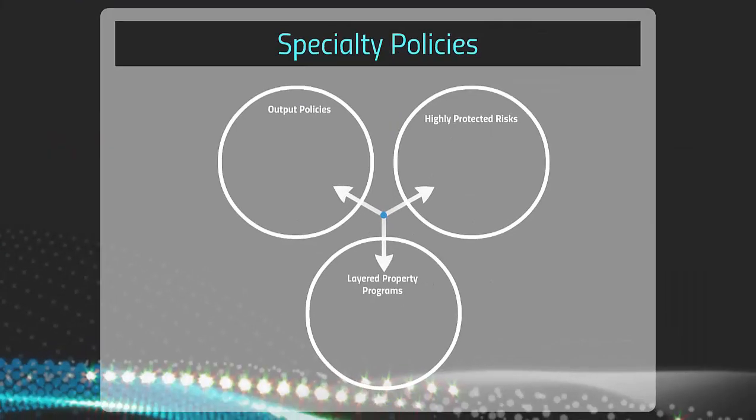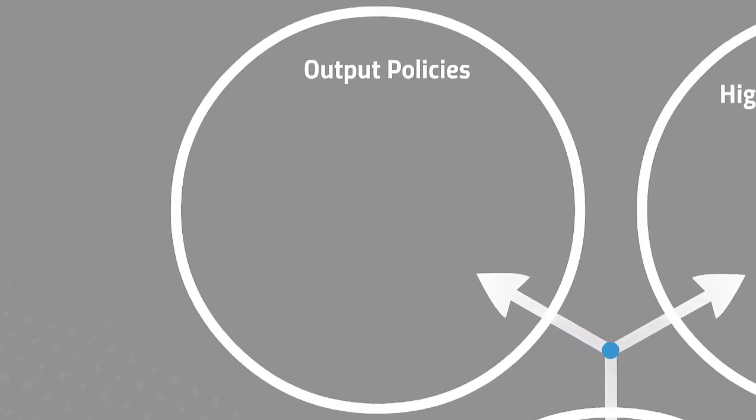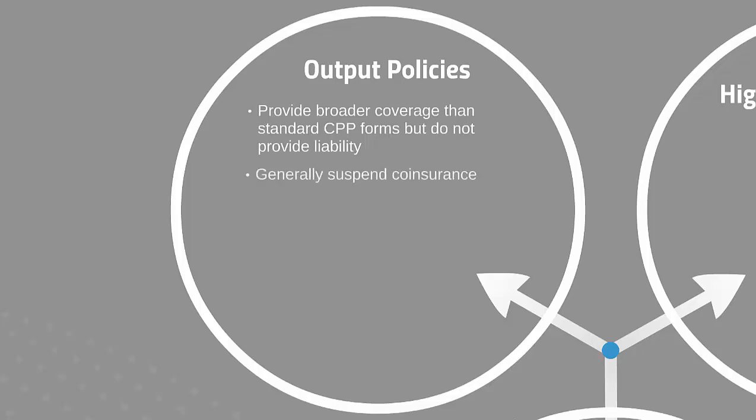Now let's finally look at specialty policies. These are output policies, highly protected risks, and layered property programs. We've already briefly discussed output policies in the first chapter. These provide broader coverage than standard CPP forms, but do not cover any liability. They generally suspend the coinsurance requirement.